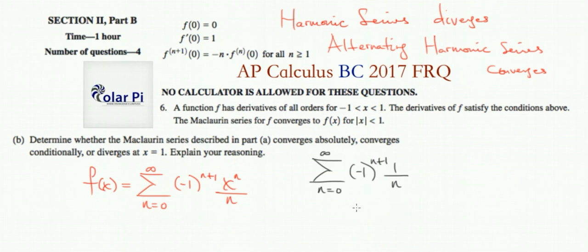Okay, and therefore, when I put absolute values around here, which is what I need to do to determine absolute convergence, I will note that I will lose the alternating aspect of this series, and therefore I will get a series like the harmonic series, which I know diverges. Whereas if I don't have those absolute values, then this series is like the alternating harmonic series, so it converges.